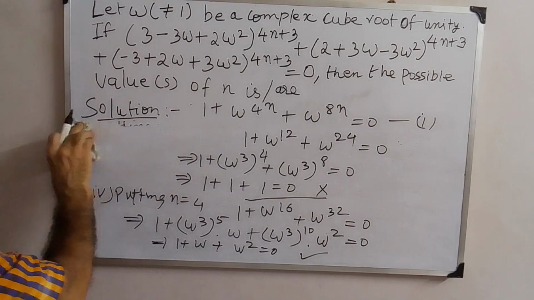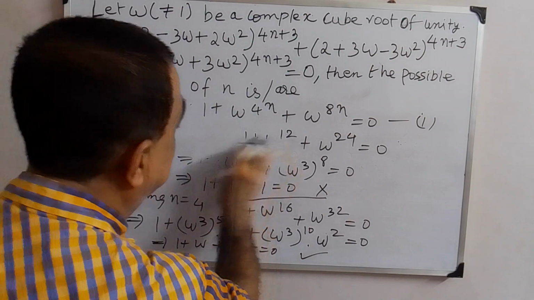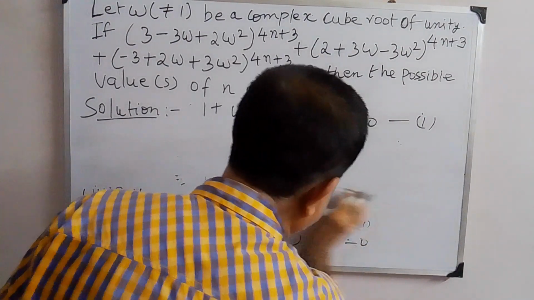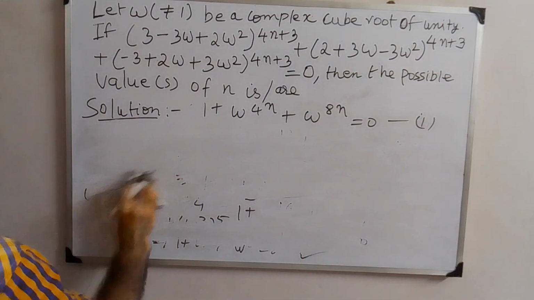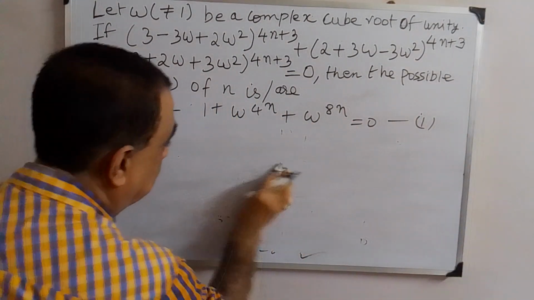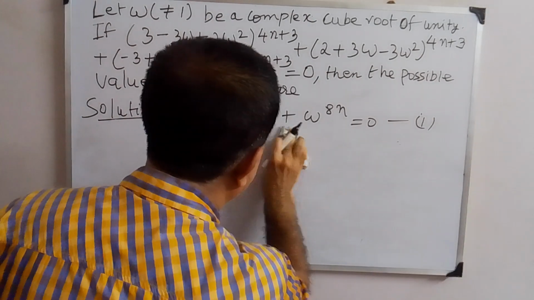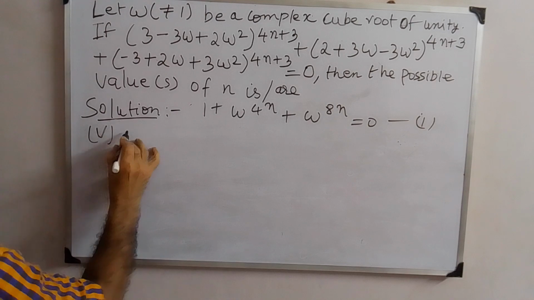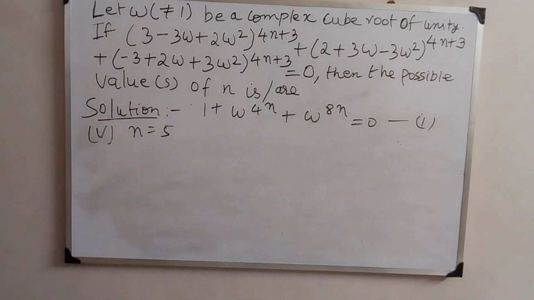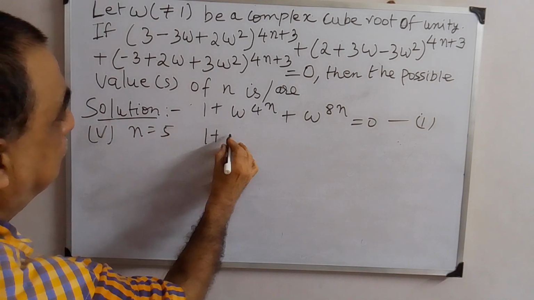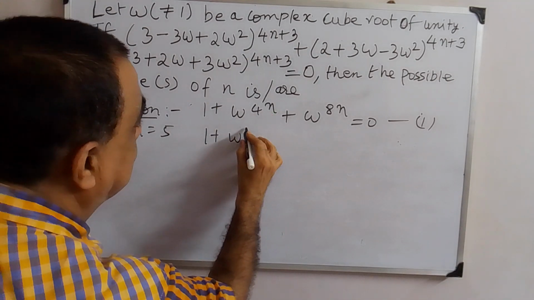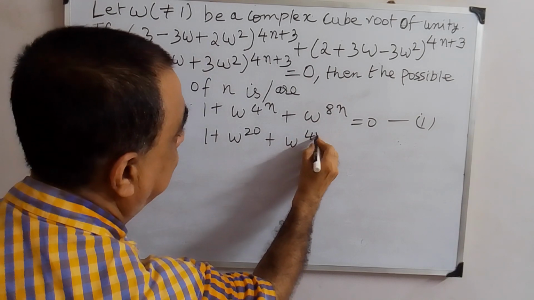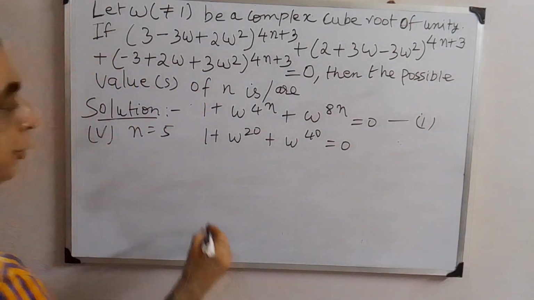Now let us check whether n value 5 will satisfy or not. Now I am checking n equals 5. Put n equals 5 in the given equation. So what will I have? 1 plus omega to the power 4 into 5, which is 20, plus omega to the power 8 into 5, which is 40, equals 0.